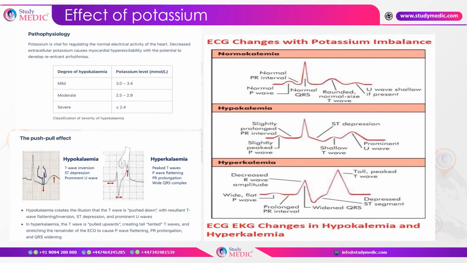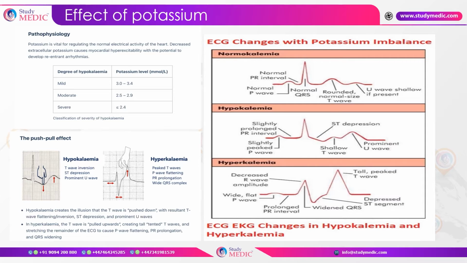Let us see the effect of potassium. Potassium could either be decreased, that is hypokalemia, or it could be increased, when you have hyperkalemia. Now the effect of potassium on ECG changes is called the push-pull effect. Whenever you see hypokalemia, that means potassium is being pushed down, and it pushes down the T wave. So you get a T wave inversion, you get ST segment depression, and you get a prominent U wave, which is seen here.